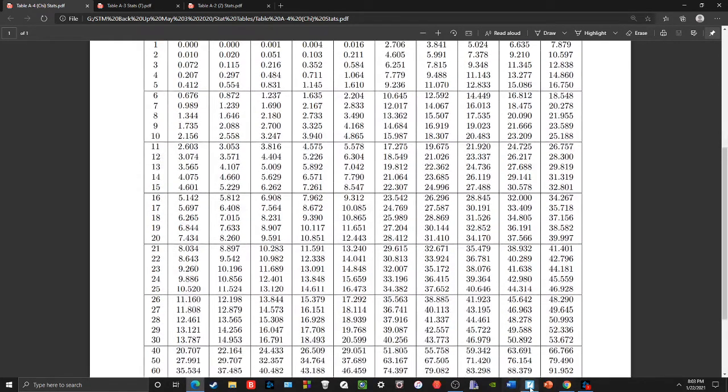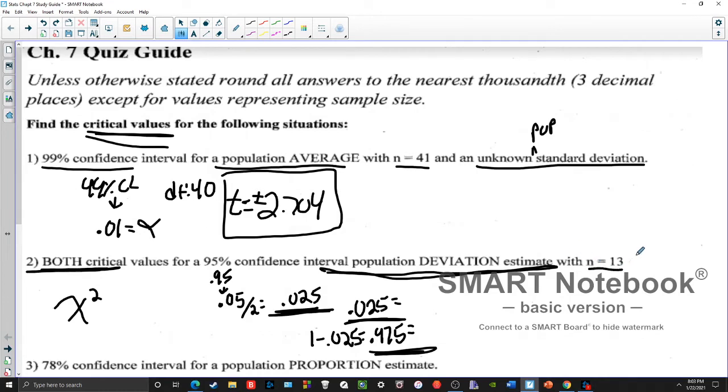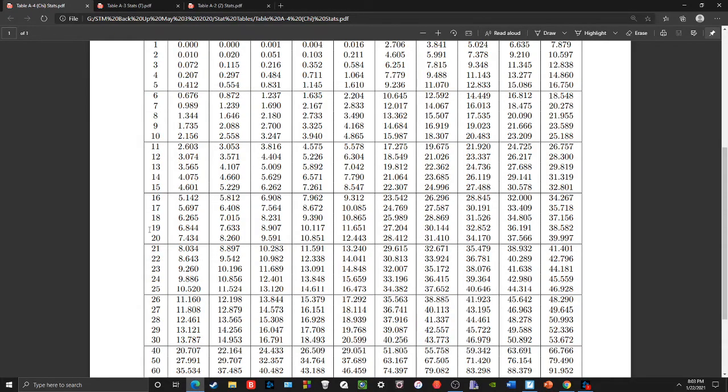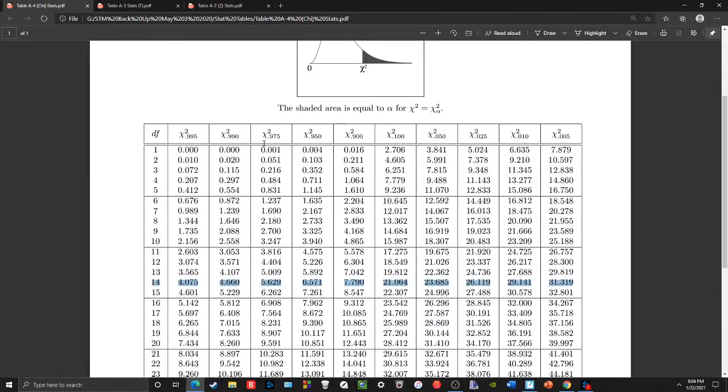And we had, I forget, n is 13, so our degrees of freedom is going to be 14. So 14 degrees of freedom right there. And going that way, there we go. So we look here and say, okay, my first critical value is going to be 5.629. That's going to be the critical value for my chi-squared there.